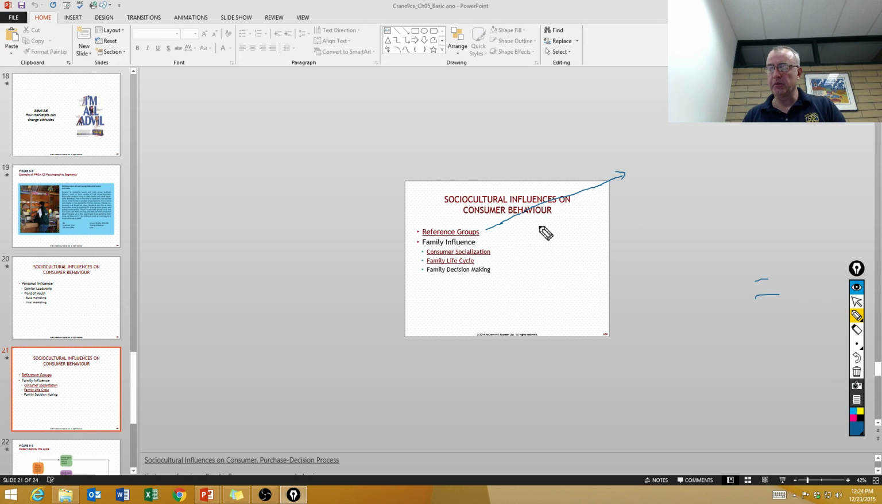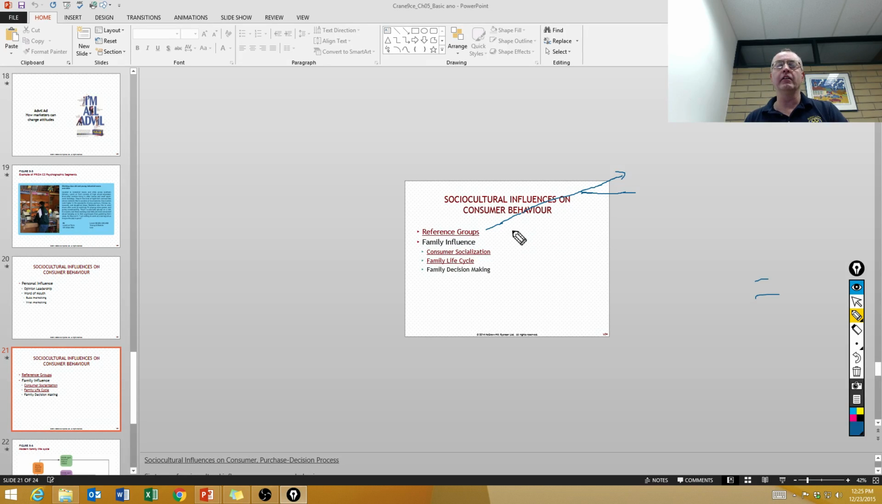Then we have aspiration groups. These are groups that we want to become a member of. We sometimes see this amongst students. Sometimes students want to become an accountant, and even though they're only a student, they start dressing like an accountant. That's because a group of accountants is their aspirational group. So if accountants get a certain brand of calculator, or wear a certain color of tie or suit or brand of shoes, then students tend to follow suit.